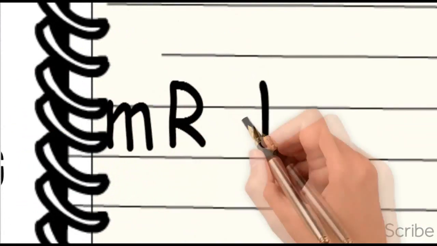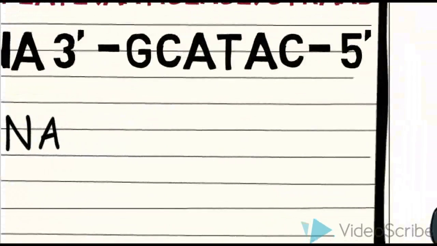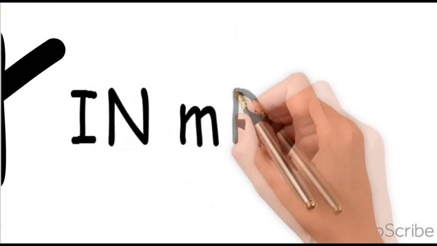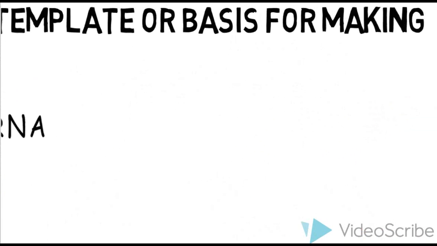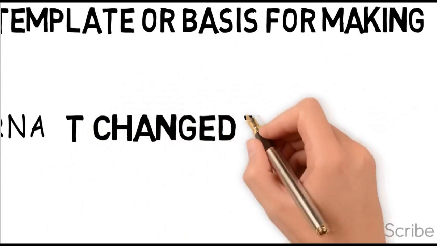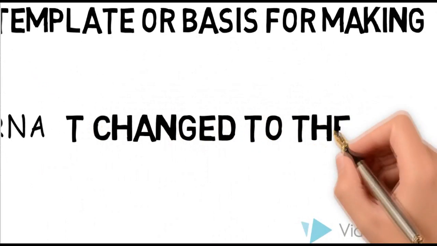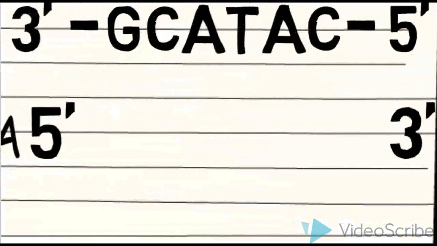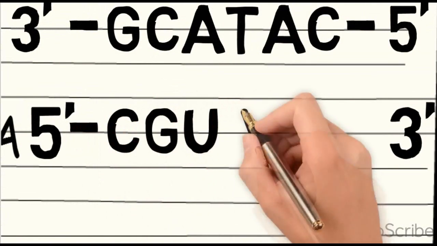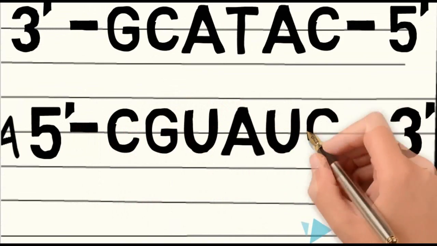So this is the mRNA. It goes from the 5' direction to 3'. And you know that in mRNA, thymine changes to uracil. So it looks like this: cytosine, guanine, uracil, adenine, uracil, and guanine.